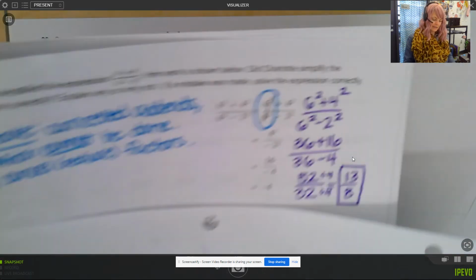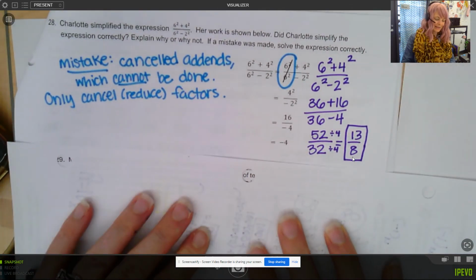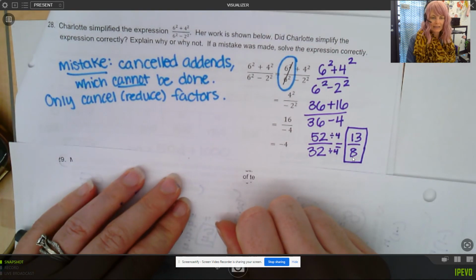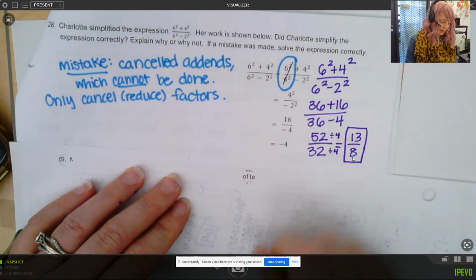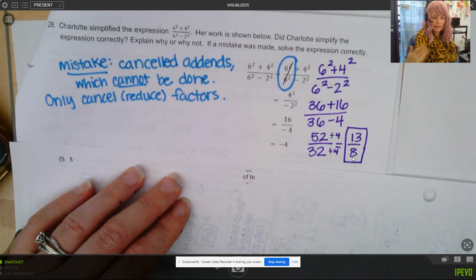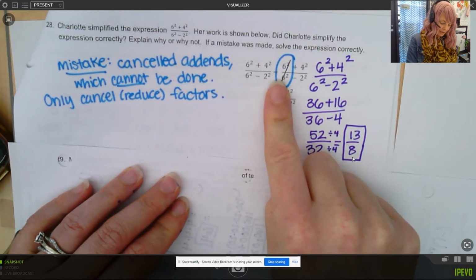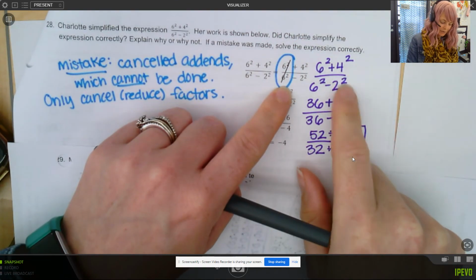Yes, Charlotte made a mistake, you guys. We cannot cancel out addends. So addends are numbers that are being added together. We cannot cancel them out. You can only cancel or reduce factors, and factors meaning the numbers are being multiplied together. So here, they have to keep going from here.